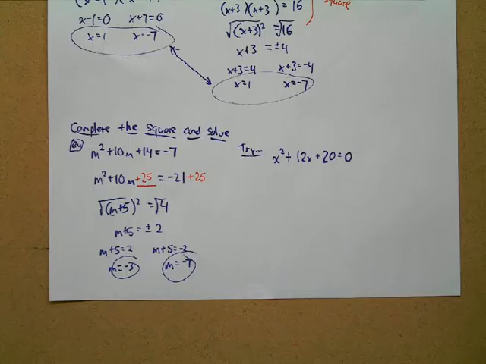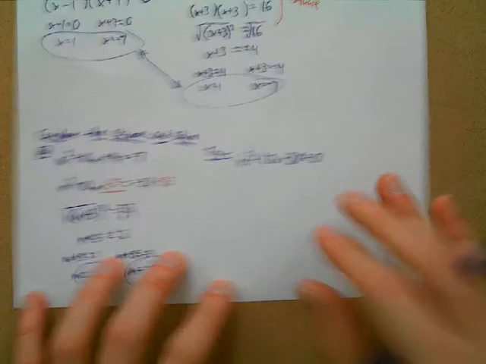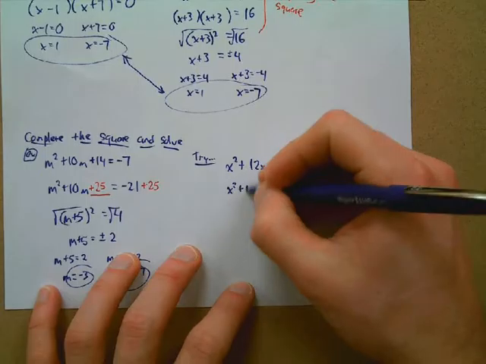Okay, so let's go to Sarah. What did you do here, Sarah? Were you able to get it done? I started with subtracting 20. Okay, very good. So we're left with x squared plus 12x equals negative 20. And then I took half the middle term and squared it. Okay, so add 36 to both sides. Plus 36 here, plus 36 here.